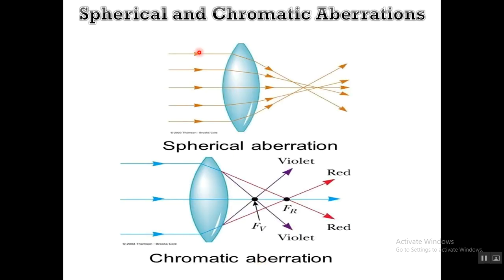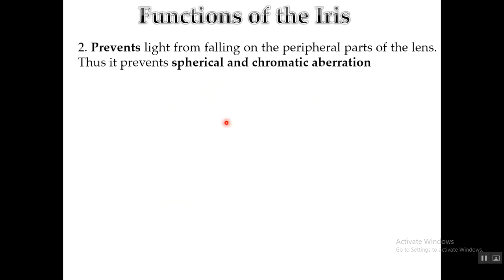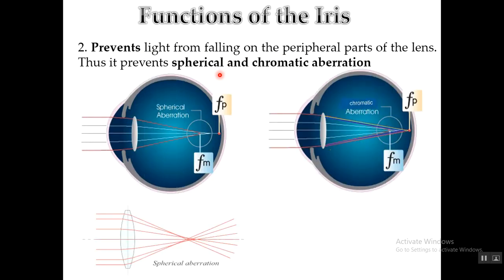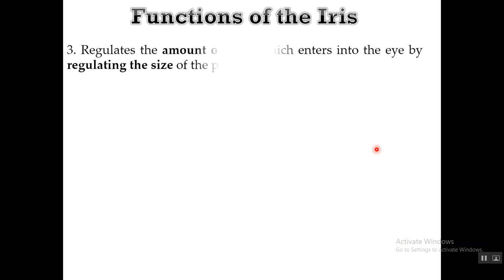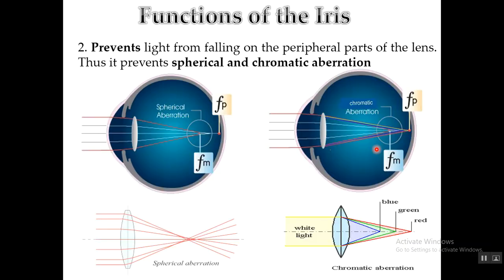Okay. What about the iris? The iris prevents light from falling on the peripheral part of the lens, so it prevents the spherical and chromatic aberrations. Look at this. This is the spherical aberration. This is the chromatic aberration. It prevents light falling on the periphery and allows it to fall on the center, so it prevents spherical and chromatic aberration.